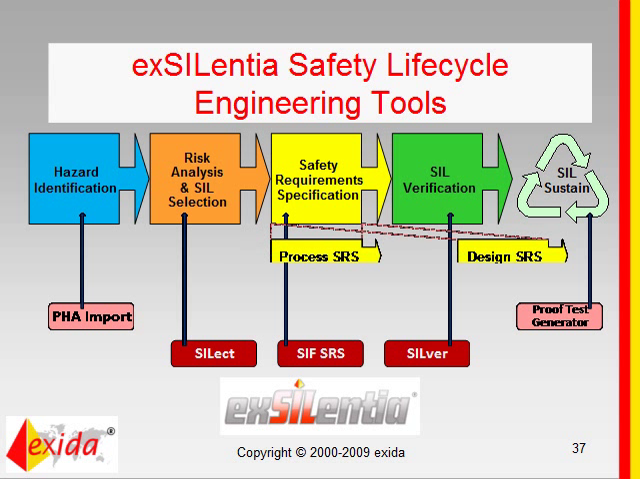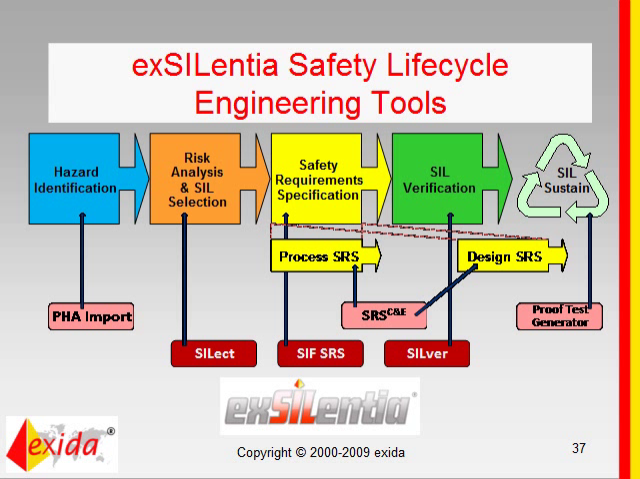And we also have a safety requirement specification C&E plugin that basically splits the requirement specification up into two separate documents: a process SRS and a design SRS. The process SRS documents all the requirements from the risk analysis and SIL selection. So, for example, the hazard, high pressure in the vessel, I need to detect pressure, I need to stop flow to this vessel, and the integrity level needs to be SIL 2. All that is documented in the process SRS.